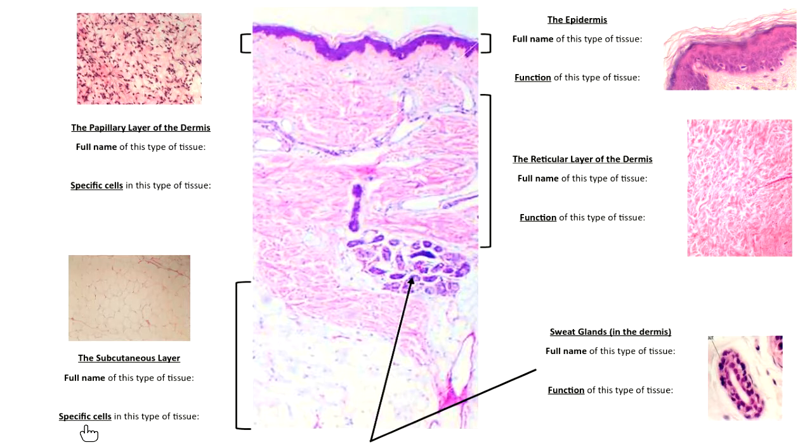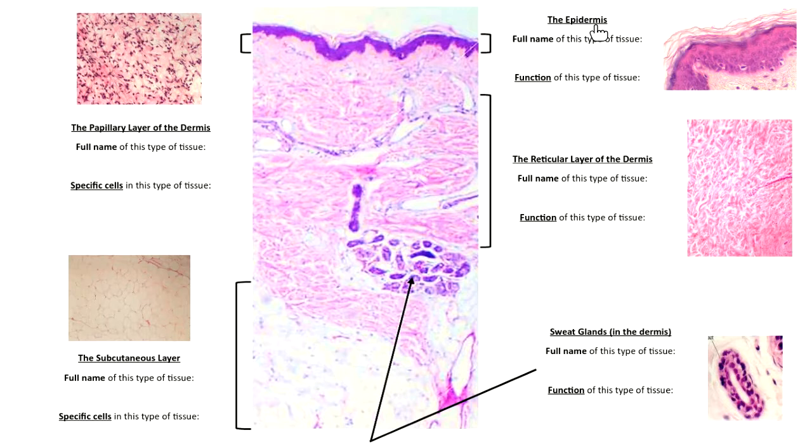The image we're looking at here is a cross section of the skin from the outside up here at the top down to the very inside, the deepest layer of the skin. The outermost layer of the skin is called the epidermis. Epi means above. The epidermis is above the dermis.